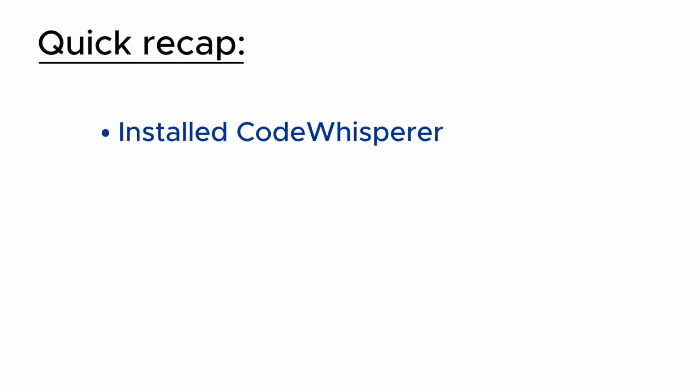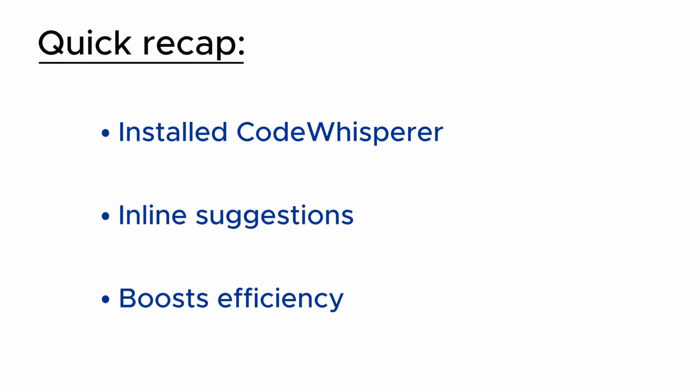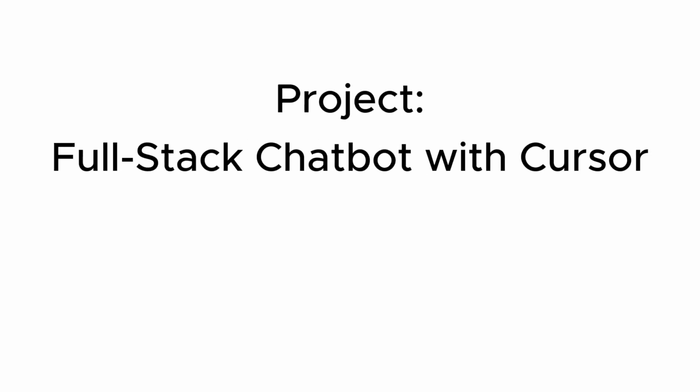To quickly recap, we've installed Amazon CodeWhisperer and seen how its inline suggestions can make you a more efficient coder, especially with repetitive tasks. Now that we know how to use AI assistants like CodeWhisperer and Cursor, we're ready to tackle a new project. In our next lesson, Project: Full Stack Chatbot with Cursor, Part 1, we'll start building a full stack chatbot from scratch using Python, all powered by AI.